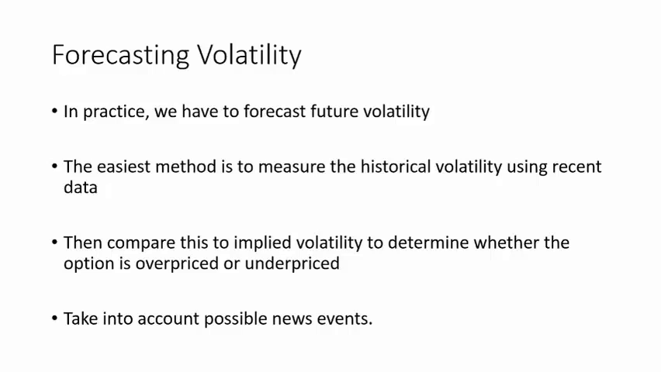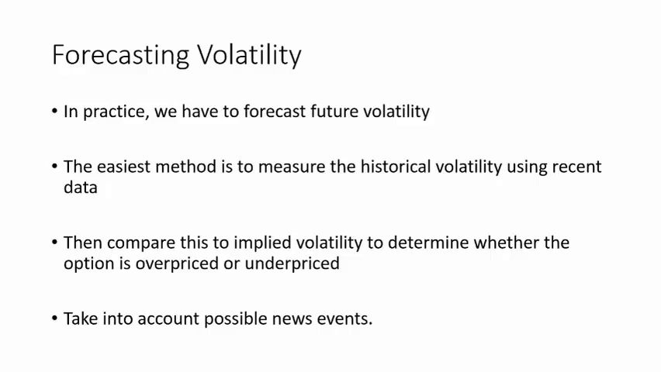So I may say that historical volatility was, say, 10% over the last month. Option implied volatility is 15%, therefore the options are overpriced. But if over the next month actual volatility turns out to be really high, like 30%, then the option will end up underpriced. You'll actually make money by buying options rather than selling them. So when we have to forecast future volatility, we may not always be right, and that's obviously the risk inherent in trading.